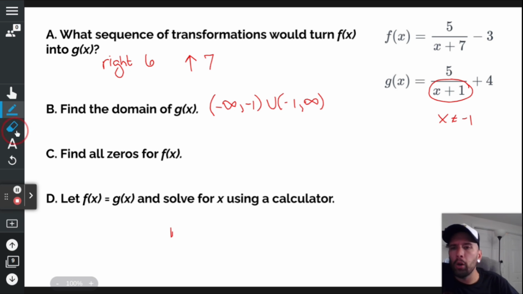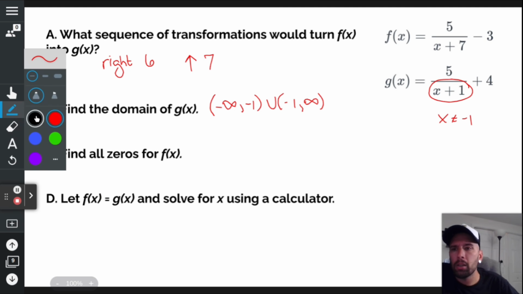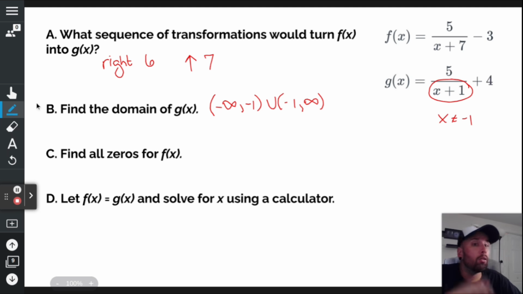Find all zeros for f of x. All right, when you are given a rational function, the way you find the zeros is you set the numerator equal to 0. Well, my numerator doesn't have a lot of stuff going on. Let's make life a little easier. Let's say 0 equals 5 over x plus 7, okay?